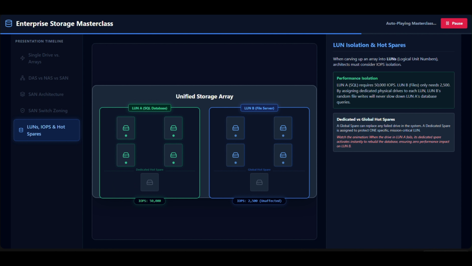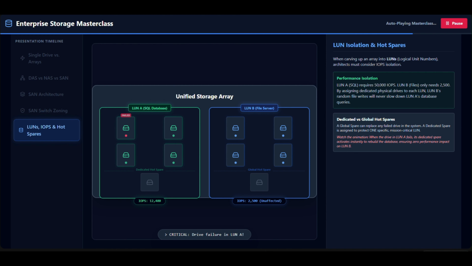Finally, architects must divide the array into logical slices, called LUNs, while carefully managing performance. By assigning dedicated physical drives to the SQL database on LUN A, its massive 50,000 IOPS workload will never slow down the file server on LUN B.